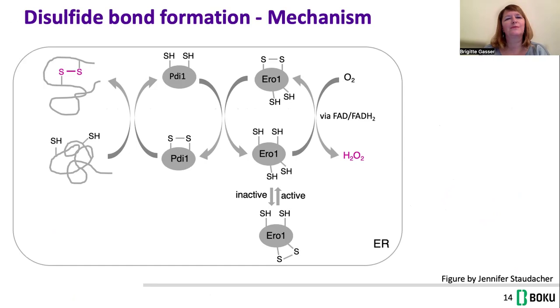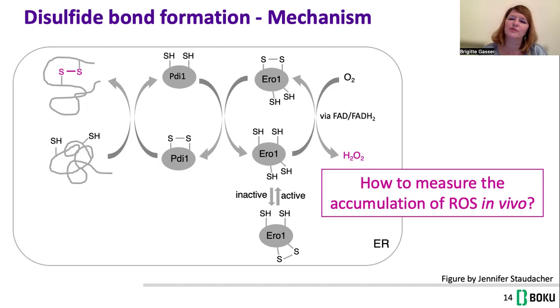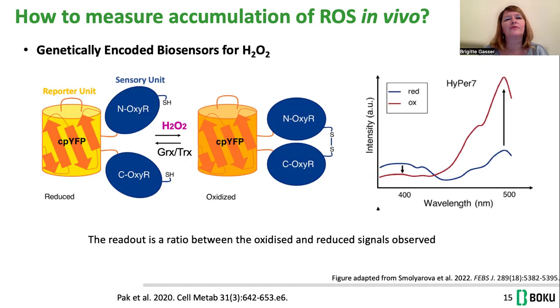With this, we went back to our disulfide bond formation mechanism. And as I've said before, hydrogen peroxide is formed according to all the schemes. And we were wondering, is this actually what is happening during recombinant protein production? So in order to measure it, we need a method that allows to follow the accumulation of ROS, especially hydrogen peroxide, in vivo. And for this, genetically encoded biosensors are an ideal method.